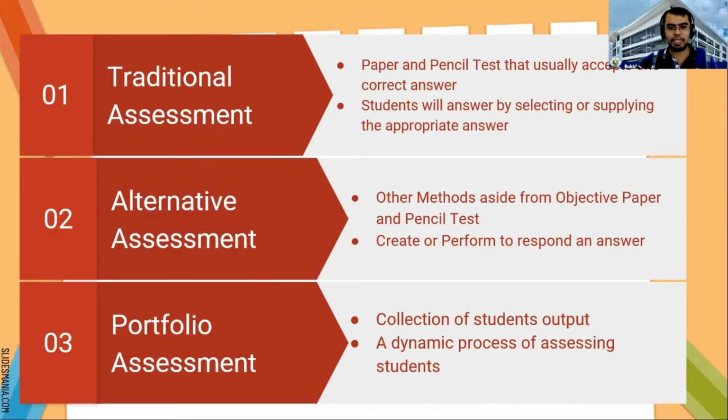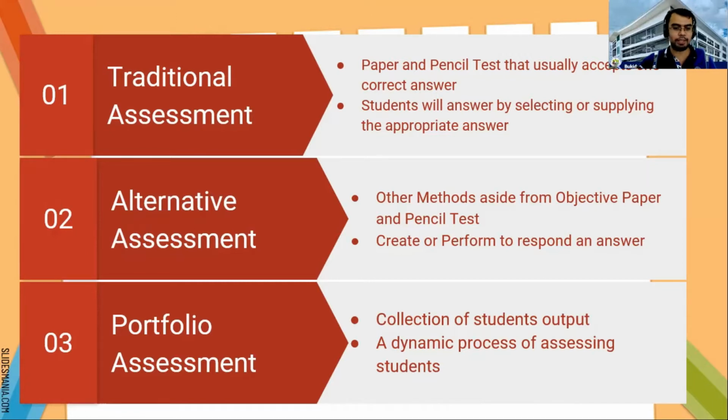The second mode of assessment is the alternative assessment. It refers to other methods aside from objective paper and pencil test. We are aware that there are competencies that cannot be measured by traditional assessment. So for example, if your objective is that the students would be able to differentiate traditional and alternative assessment, you cannot test that by asking them to answer multiple choice. So you might use essay or you might use oral questioning. Here in alternative assessment, students will create or perform to respond and answer.